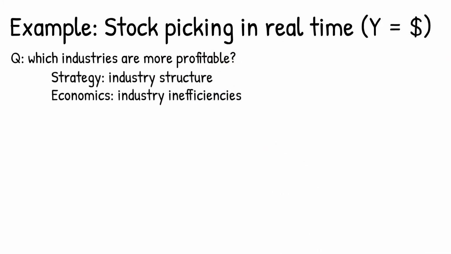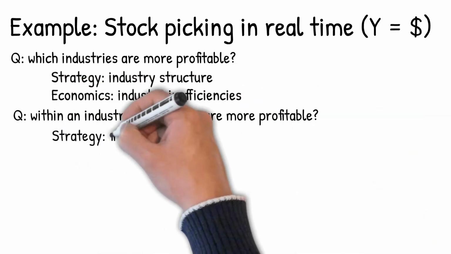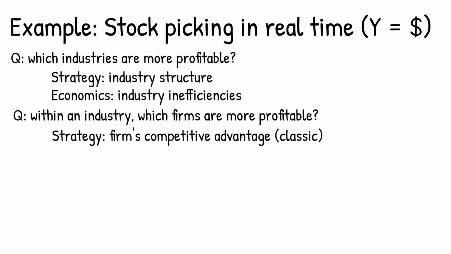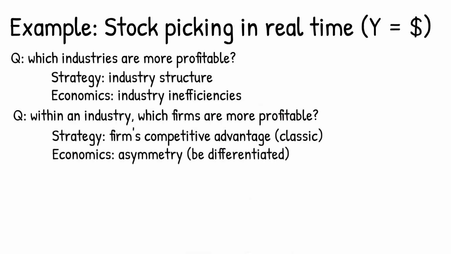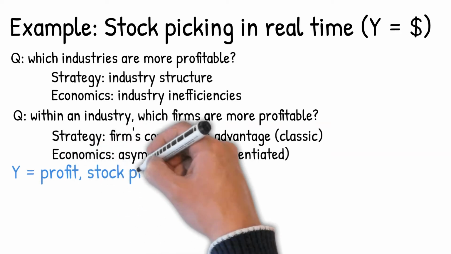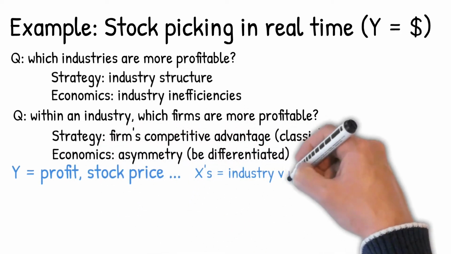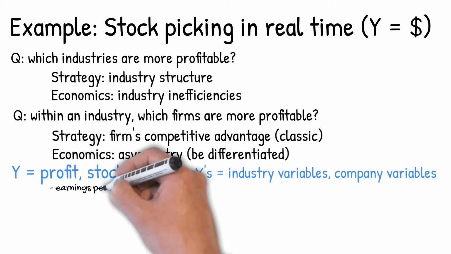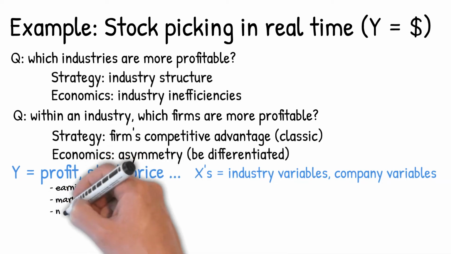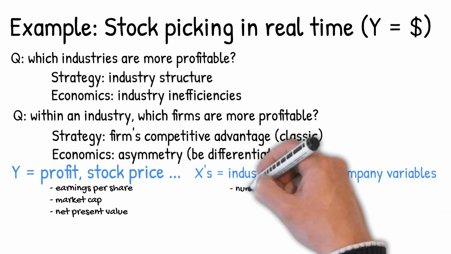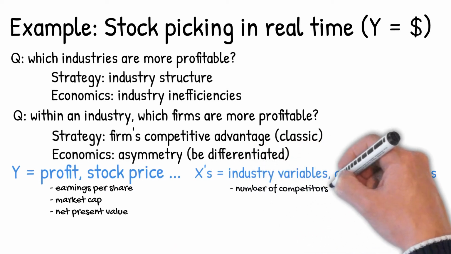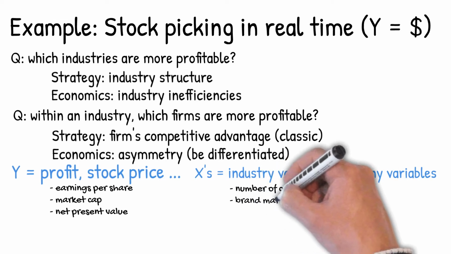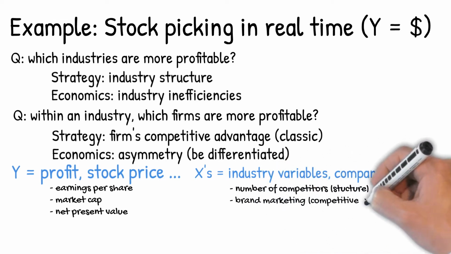But wait a second. Within an industry, some firms make more money than others. A strategy professor would say that's due to a company's competitive advantage. An economist might say, well, it's because not all firms are the same. They're asymmetric. They're differentiated. So in this case, we're trying to predict the stock price. Question, what are the variables that explain why one company makes more than another company? Well, according to these theories at least, our Y variables are likely to be profit and stock market price, or maybe earnings per share, market cap, or net present value. Our X variables are going to reflect industry structure, for example, the number of competitors, or maybe asymmetry across firms, such as brand marketing or HR policies.